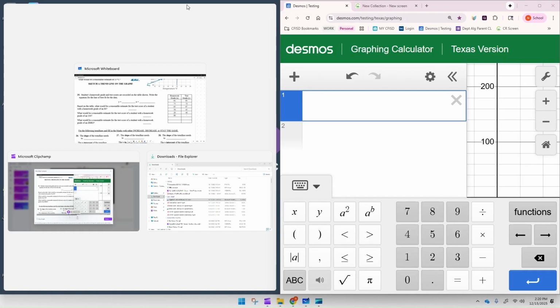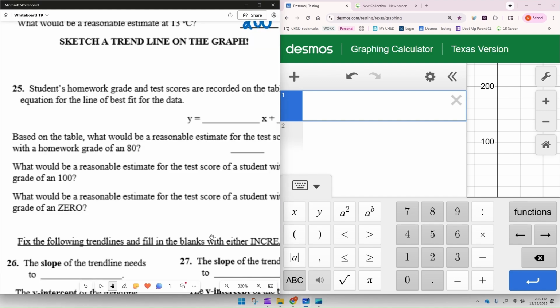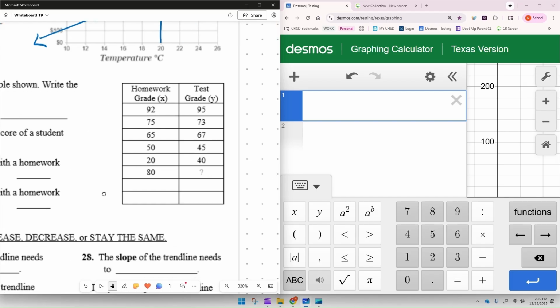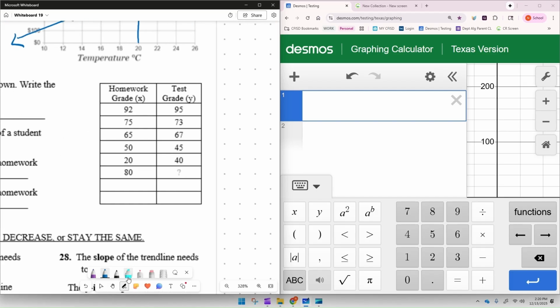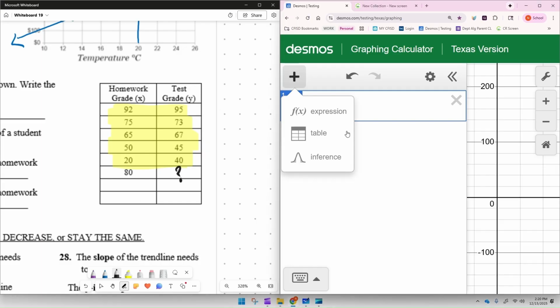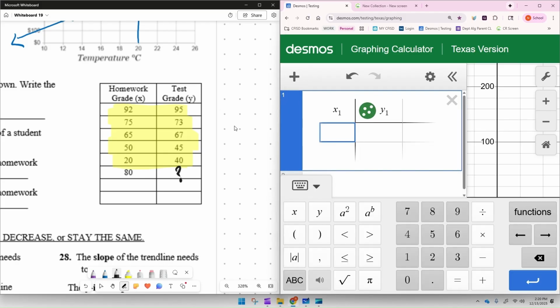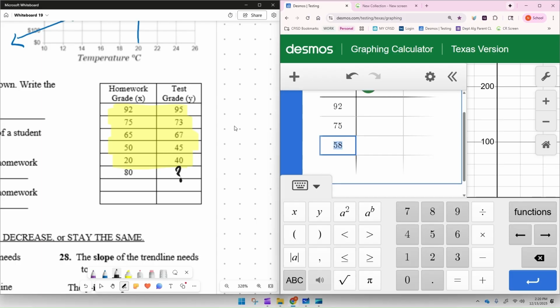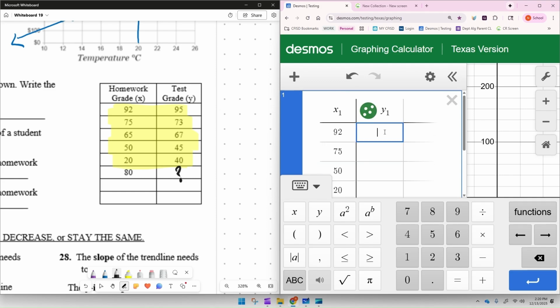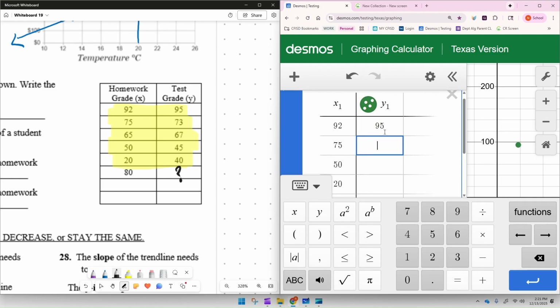And I'm going to make sure that my graph is on both of these screens so that can help me put the table. Now, just to mention this, you are only going to be putting these values on the table. You don't want to put that 80 on the table because that's what we're looking for when x is equal to 80. So I'm going to go here and add table and list those values. So 92, 75, 50, 20, and then I'm going to go up and add the y values. So 95, 73, 67, 45.